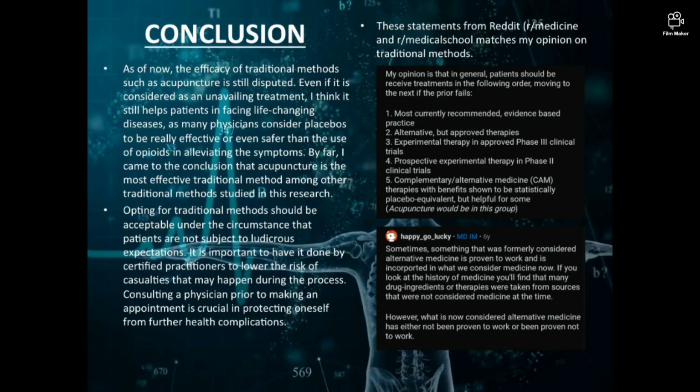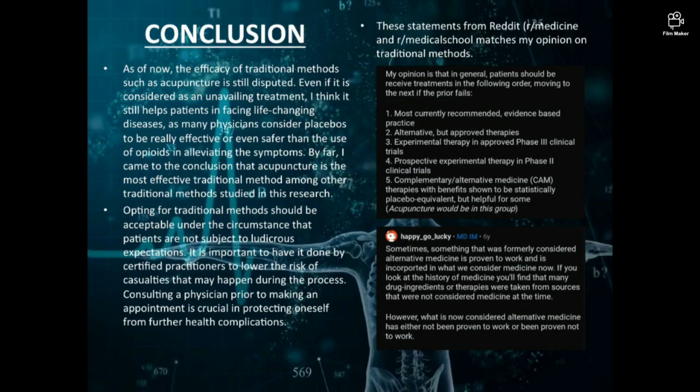In general, patients should be receiving treatments in the following order, moving to the next if prior fails. First of all, the most currently recommended evidence-based practice. Second, alternative but approved therapies. Third, experimental therapy in approved phase 3 clinical trials. Fourth, prospective experimental therapy in phase 2 clinical trials. Fifth, complementary/alternative medicine therapies with benefits shown to be statistically placebo equivalent, but helpful for some.